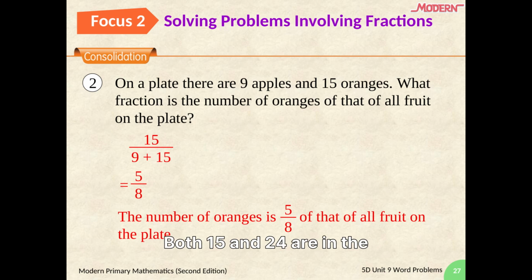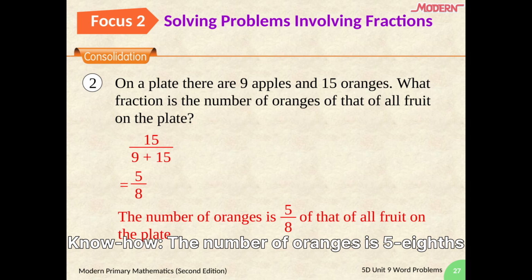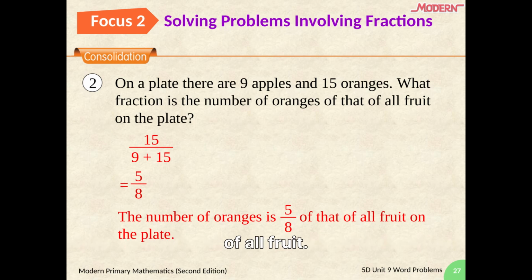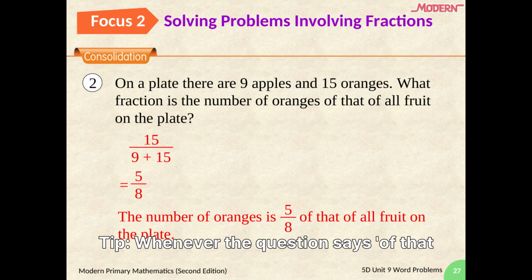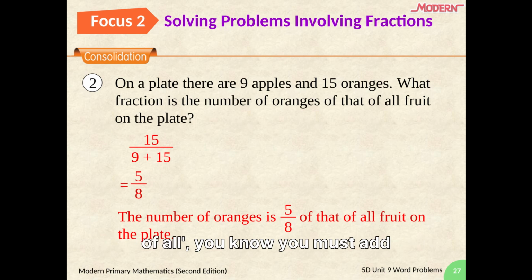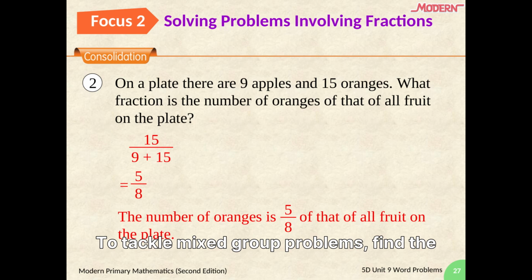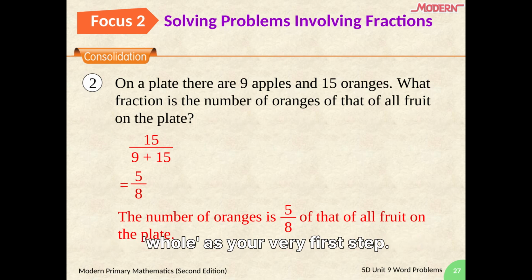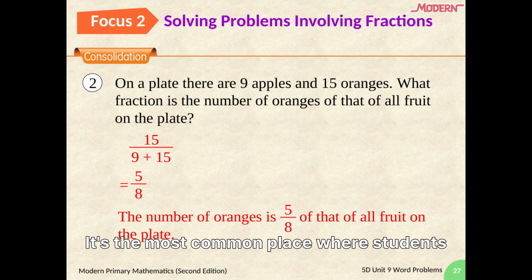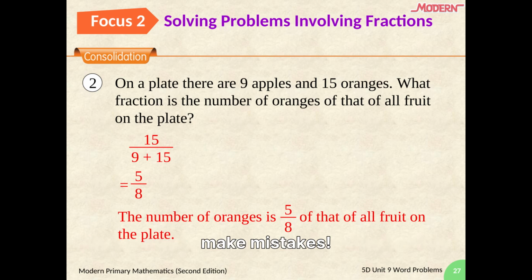Let's simplify. Both 15 and 24 are in the 3 times table. 15 divided by 3 is 5. 24 divided by 3 is 8. Know-how. The number of oranges is 5/8 of all fruit. Tip. Whenever the question says 'of all', you know you must add all items first. To tackle mixed group problems, find the whole as your very first step. It's the most common place where students make mistakes.